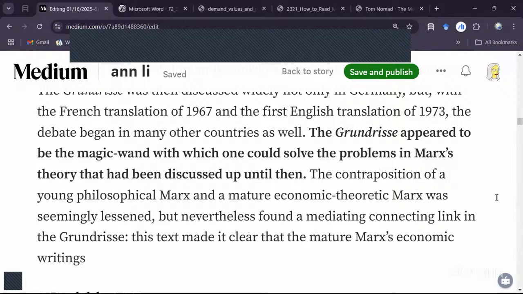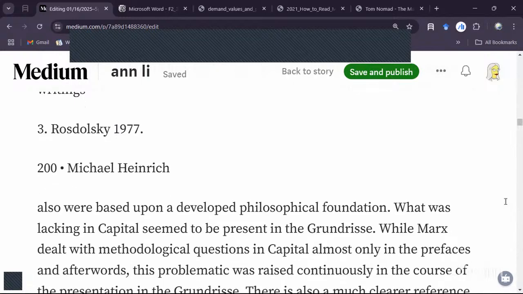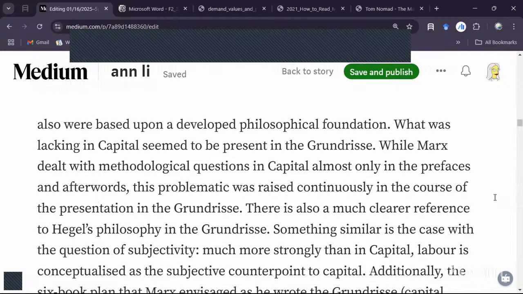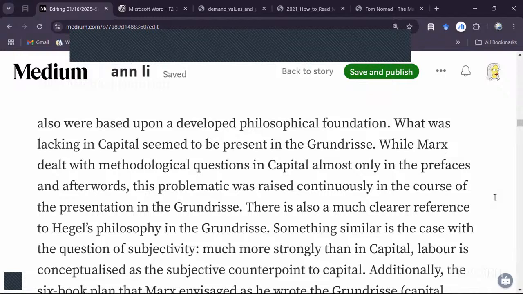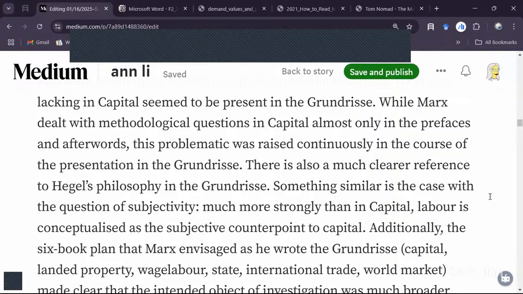This text made it clear that the mature Marx's economic writings also were based upon a developed economic, philosophical foundation. What was lacking in Capital seemed to be present in the Grundrisse. While Marx dealt with the methodological questions in Capital almost only in the prefaces and afterwords, this problematic was raised continuously in the course of the presentation in the Grundrisse. There is also a much clearer reference to Hegel's philosophy in the Grundrisse, and this is why David Harvey has come back to that. Something similar is the case with the question of subjectivity: much more strongly than in Capital, labor is conceptualized as the subjective counterpoint to capital.